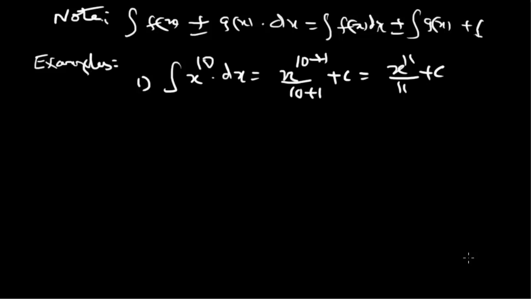If you want to see whether you are correct or not, differentiate the right hand side. You will get 11 into x power 11 minus 1, that is x power 10. And here denominator 11. When differentiating, 11 and 11 cancel, you get x power 10 only. So next problem, second one.